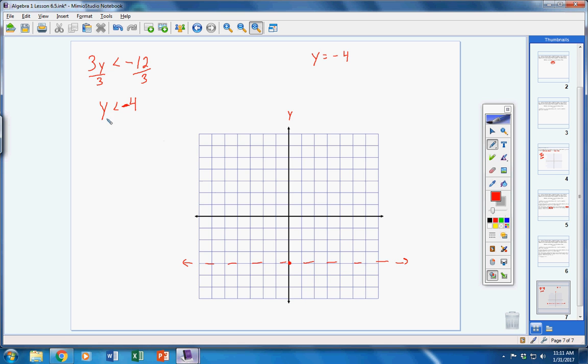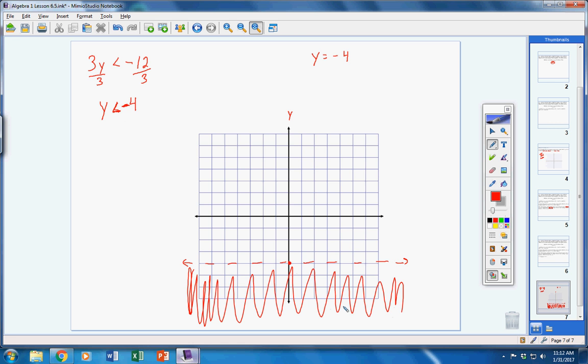So, y is less than negative 4. Am I going to shade below the line or above the line? Well, common sense would tell you below because it says y is less than. Obviously, when you go downward, you're getting smaller. When you go upward, you're getting higher in the positive numbers. So I'm going to shade below the dotted line. And that's all there is to it, guys.